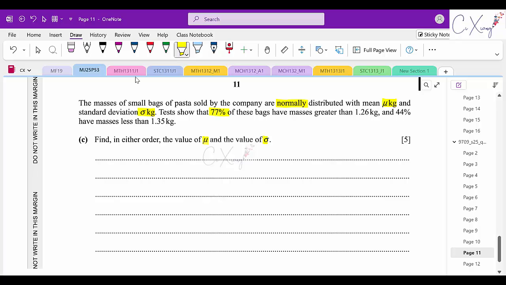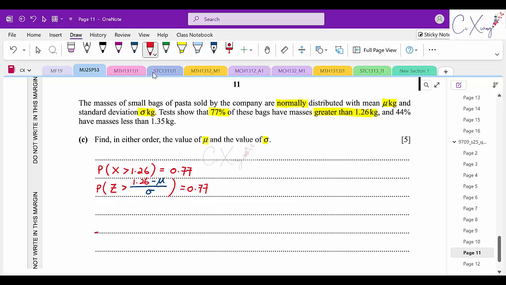77% of the bags has the mass greater than 1.26. For this particular sentence, I assume that now x is the small bag of pasta. So x greater than 1.26, the percentage is 77%. Change it to probability, it should be 0.77. Again, since we know that it is normally distributed, I have to standardize it. So I'm having 1.26 minus the mean, which I don't know, divided by standard deviation, which I also don't know. Then it equals 0.77.